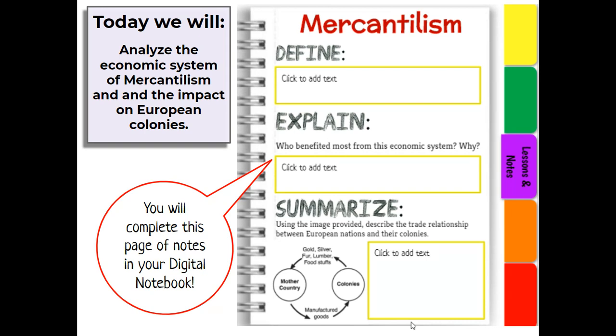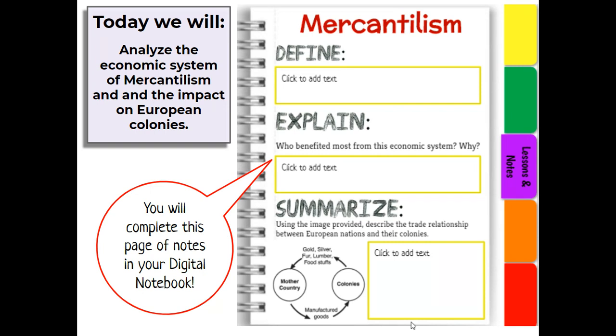When we're talking about economics, we're talking about money. And so this was a system of trade between essentially mother countries and their colonies. And so we're going to look at the impact on European colonies here. We could be speaking about the Spanish, the English, the French. Mercantilism was the economic system of the time, and so it applies to all of those mother countries.